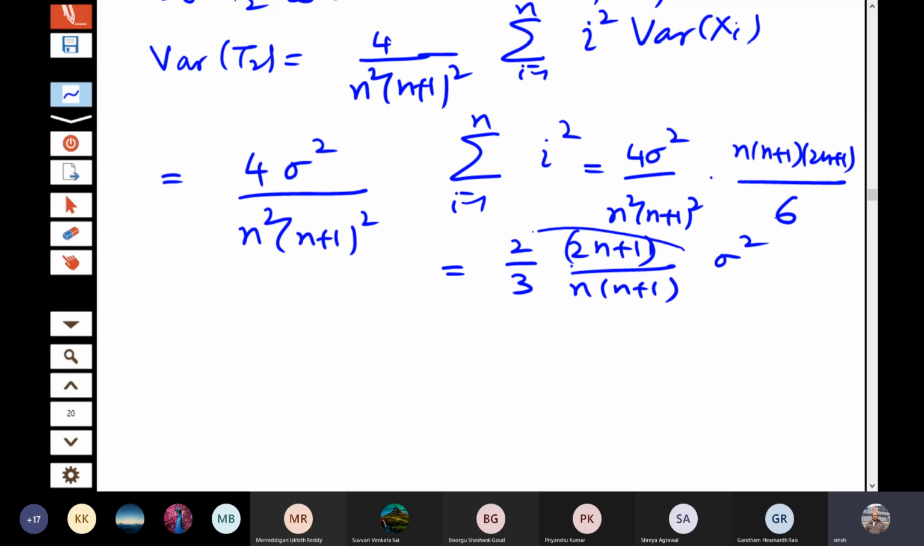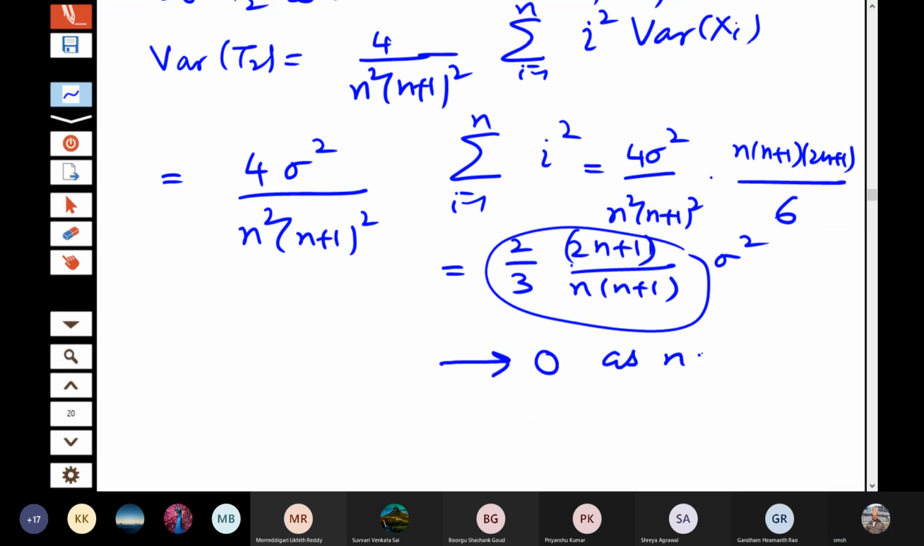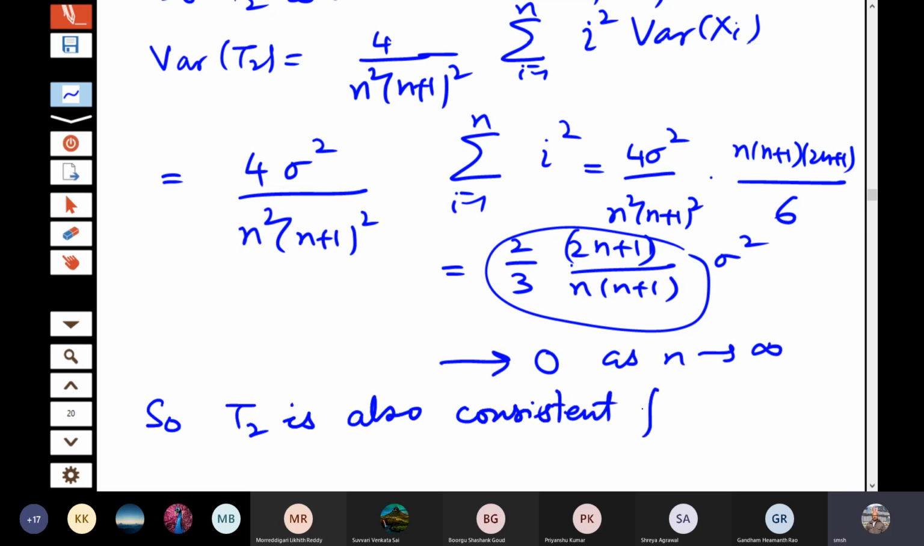Again, you can see that this term actually goes to 0 as n tends to infinity. So T2 is unbiased and its variance goes to 0. So by the theorem, T2 is also consistent. So both T1 and T2 are actually good estimators.